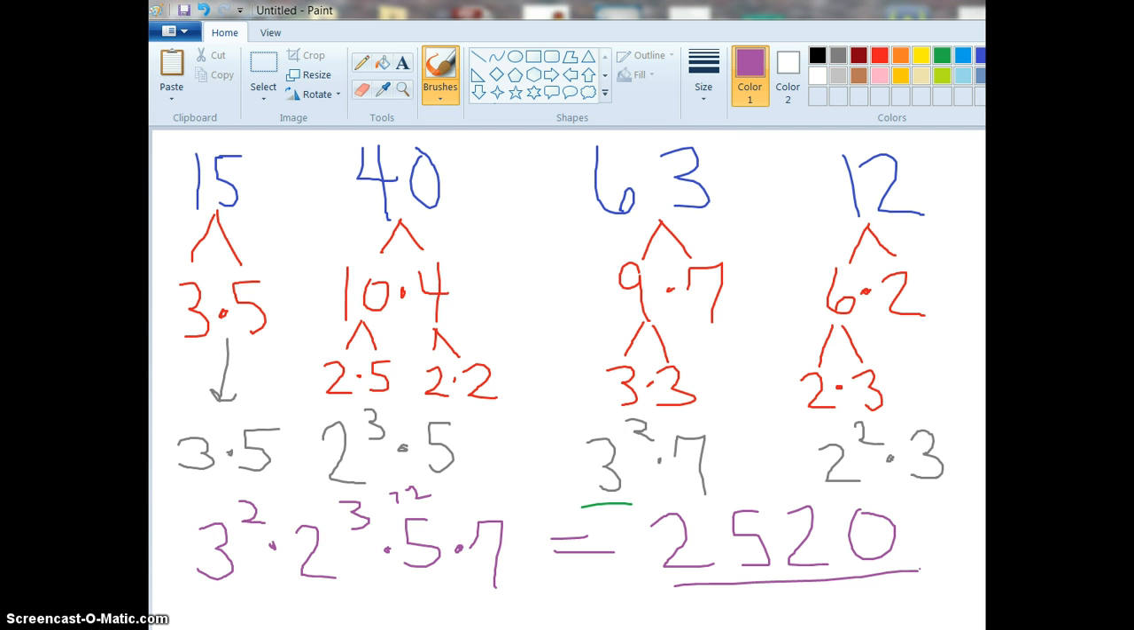So again, to conclude, whenever you have 3 or more numbers, you could probably use prime factorization or the factor tree to easily find the least common multiple.